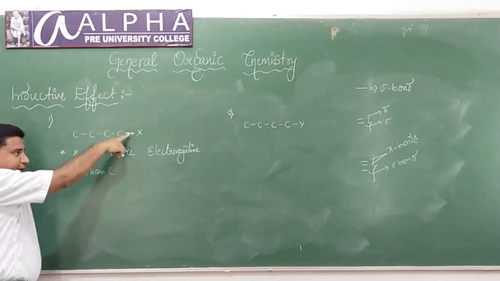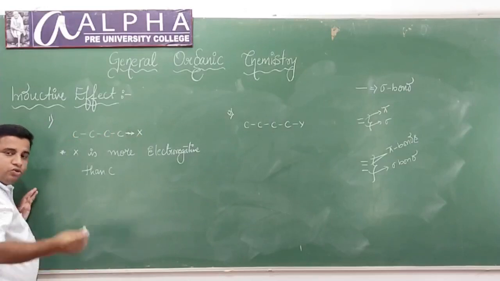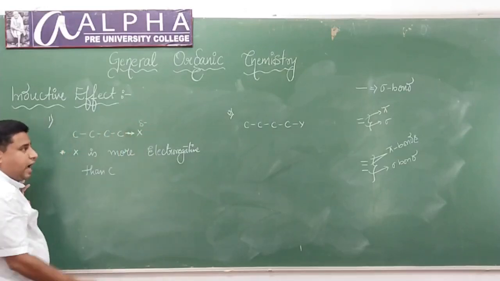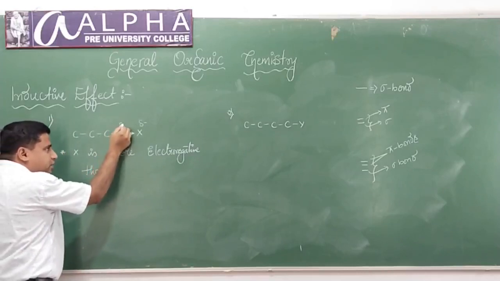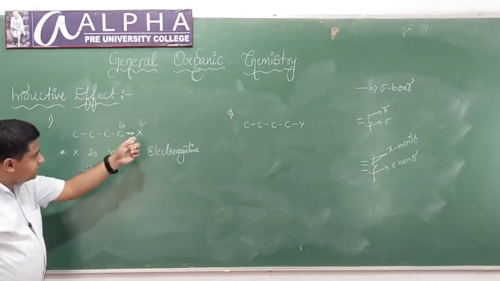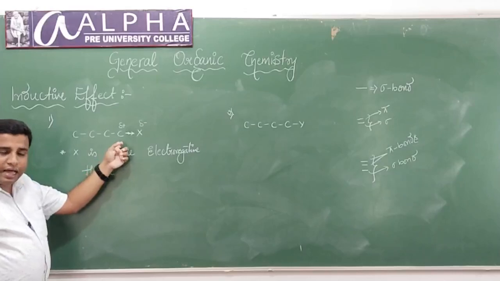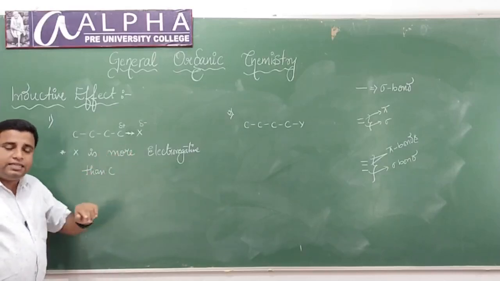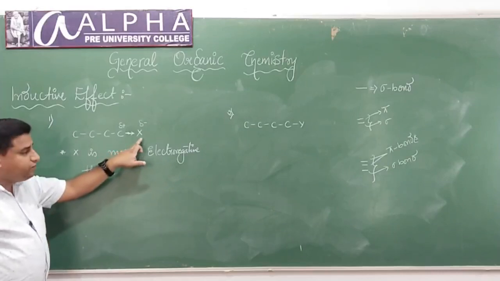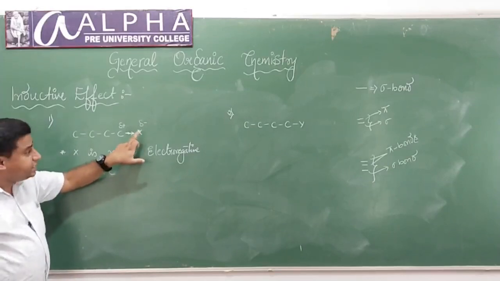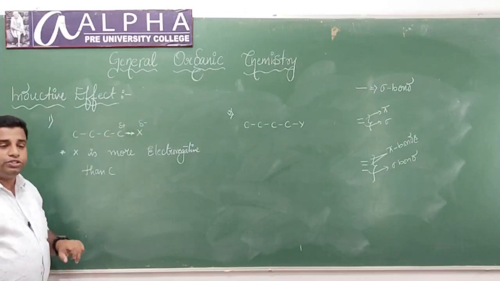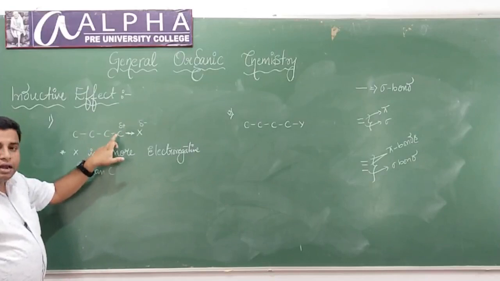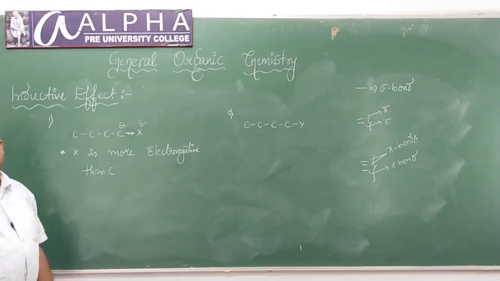Okay, when the shared pair of electrons is displaced towards X, we know that X is going to develop partial negative charge and carbon is going to develop partial positive charge. Since X is more electronegative than carbon, it pulls the shared pair of electrons towards itself, as a result of which electron density will be more towards X, and hence X is going to develop partial negative charge. Electron density will be less towards carbon. That is why carbon is going to develop partial positive charge.